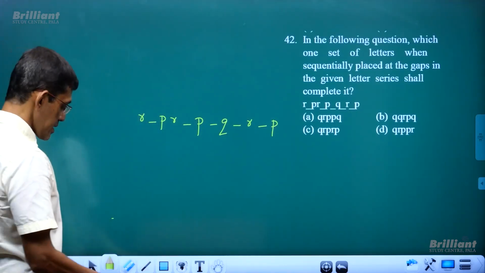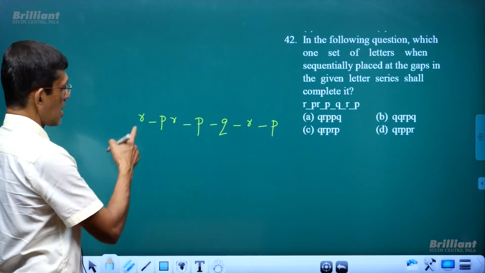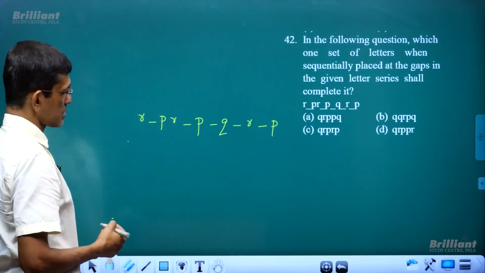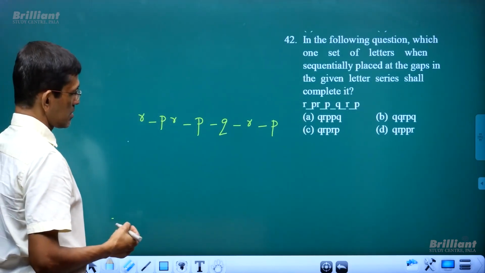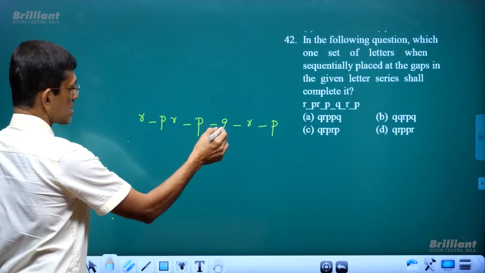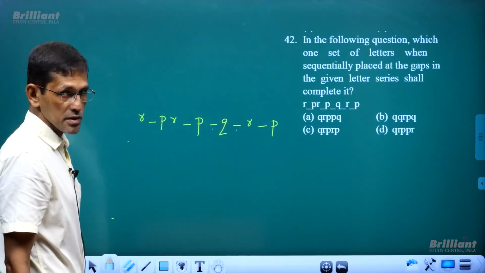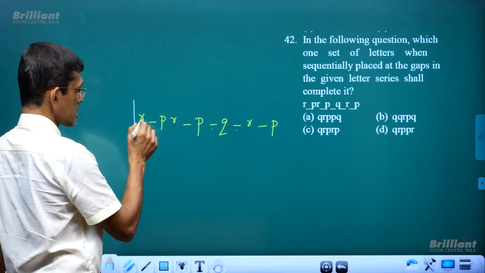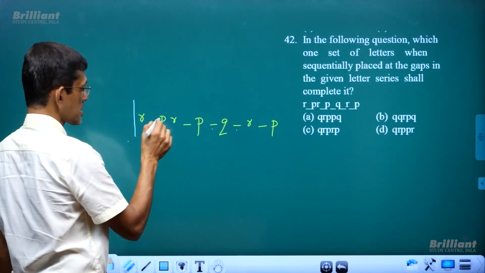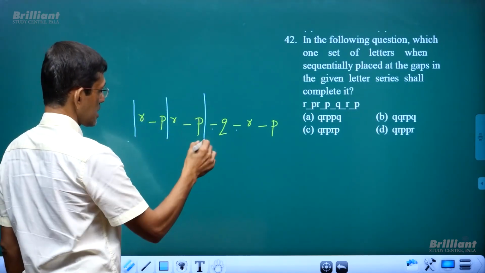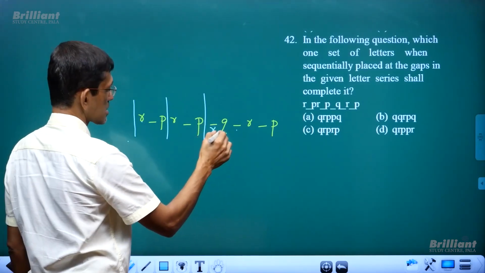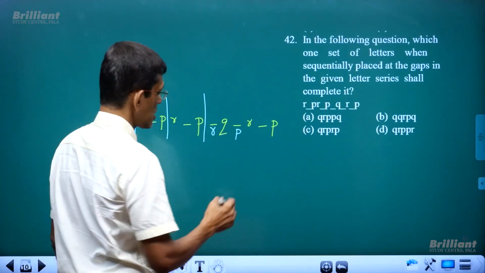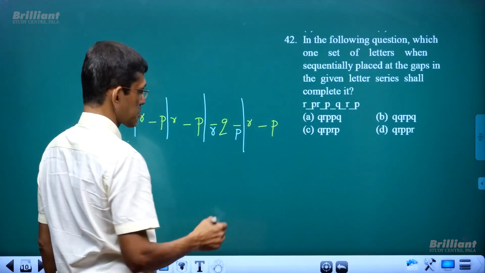So what kind of a pattern is here? R, something missing, P. Then R, something missing, P. Then R, something missing, P here. Is it possible? If you go with a similar pattern, R, something missing, P, then what the something missing is, is Q, okay? Then how about the next? R, something missing is P.